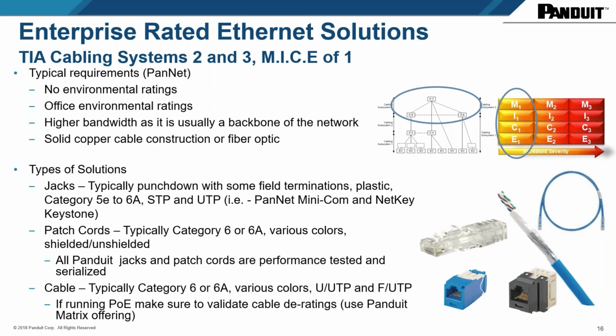So now we'll talk about what kind of capabilities we have coming from Panduit. And you'll see here that the TIA system 2 and 3, sometimes we use a level 1 product. And why do we do it? Because it's running inside enclosures. So in a level 1 type product, you would expect to have no environmental rating issues, office grade. You will have higher bandwidth. You would need solid copper cabling and fiber in some instances to run these networks.